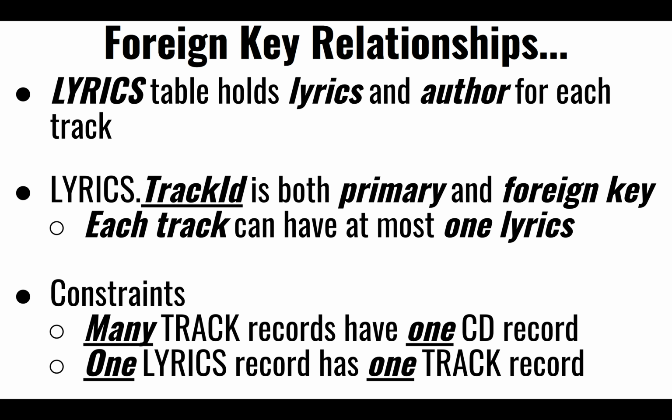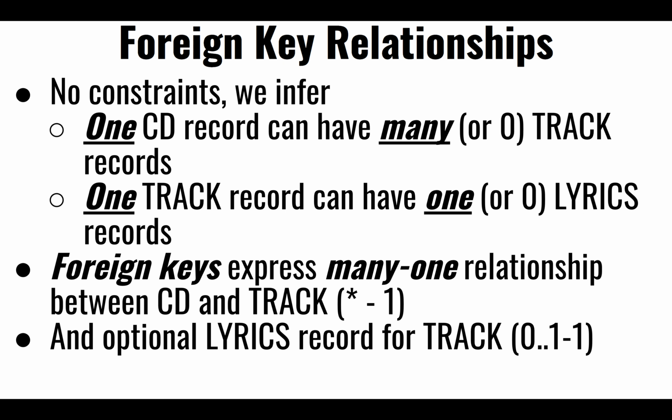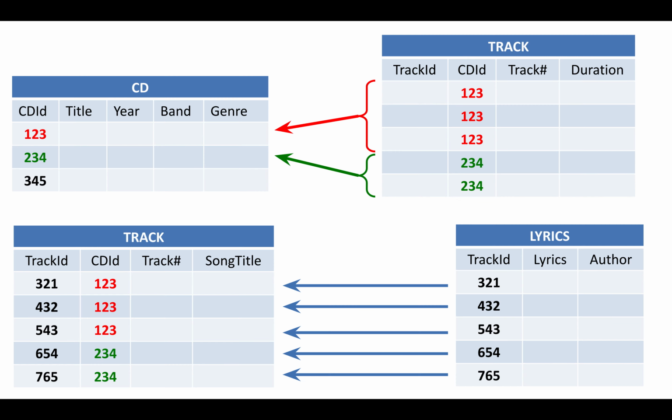Here we do have many tracks for one CD. We have one lyric for one track. So those are some of the constraints that we have identified. We also have a one-to-many relationship between the CD and the track, meaning one CD is going to have a whole bunch of tracks, but we have one track for every one lyric. So there's a one-to-one there.